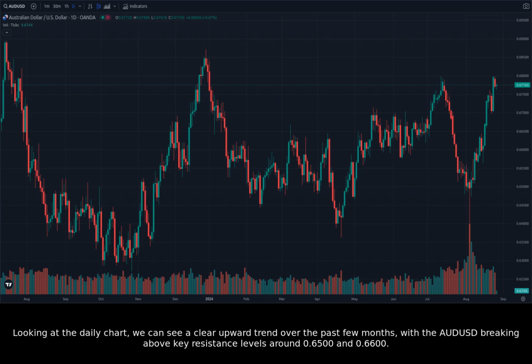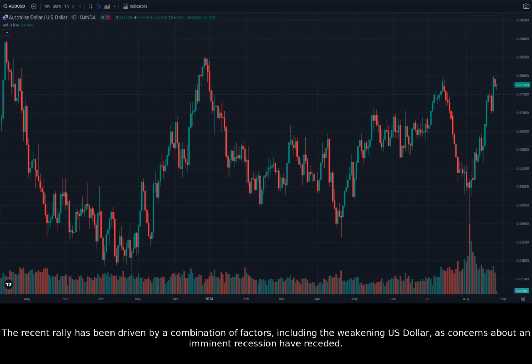Looking at the daily chart, we can see a clear upward trend over the past few months, with the AUDUSD breaking above key resistance levels around 0.6500 and 0.6600. The recent rally has been driven by a combination of factors, including the weakening US dollar, as concerns about an imminent recession have receded.